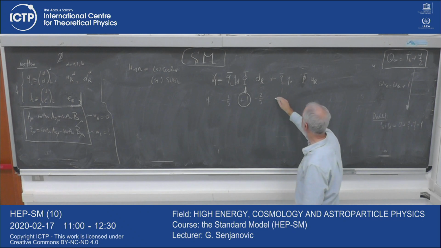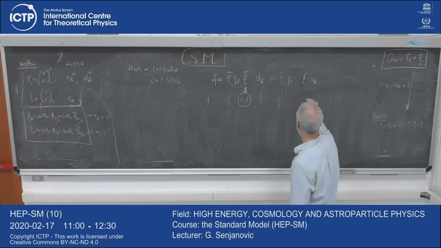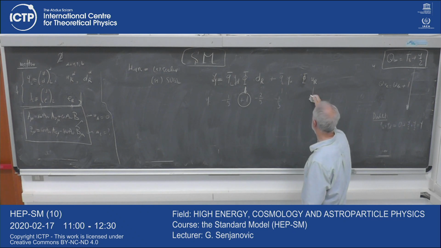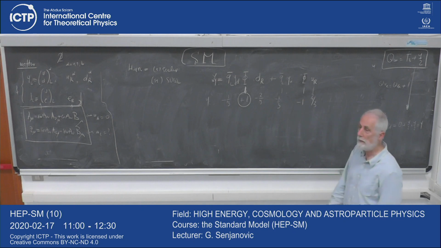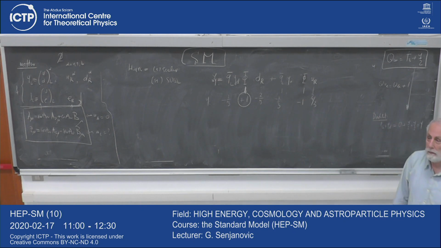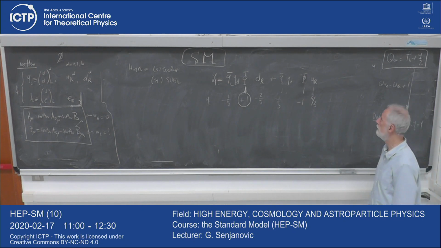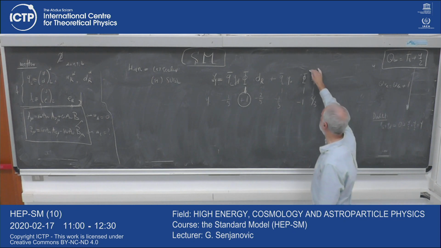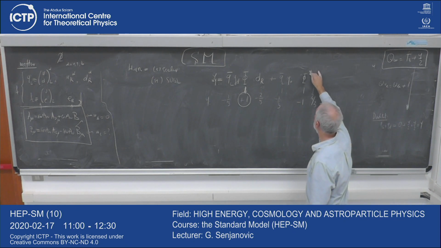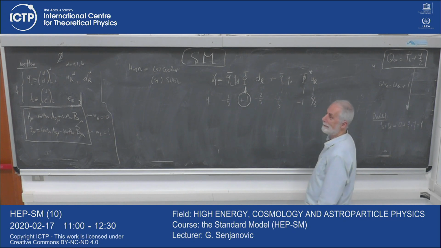This has minus 1/3. This has 4/3. So this guy has minus 1. So it's not phi. So who is it? Phi star. A phi star is not a doublet. Phi bar. No bar.